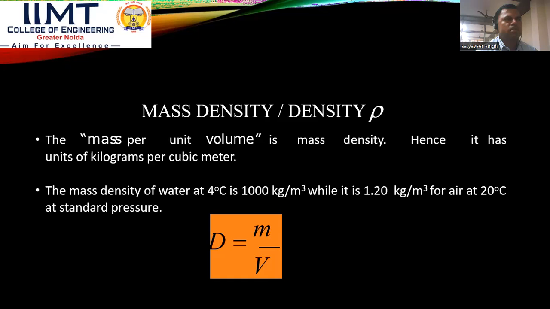First of all, we'll discuss mass density. What is mass density? Mass density is mass per unit volume. It is denoted by rho, and mathematically density is equal to mass upon volume, where m is mass and v is the volume. The SI unit of mass density is kilogram per meter cube. The mass density of water at 4 degrees centigrade is 1000 kilogram per meter cube, while it is 1.20 kilogram per meter cube for air at 20 degrees centigrade and atmospheric pressure. So this is the mass density.